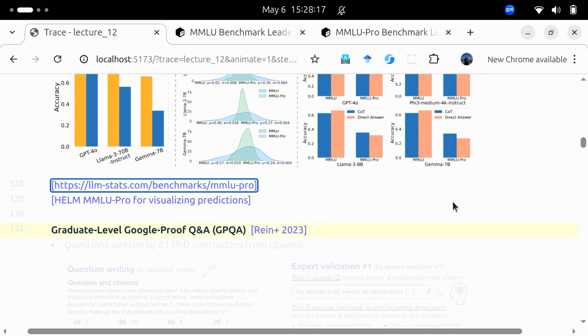Okay, so there's another benchmark called GPQA, which stands for Google-Proof QA.